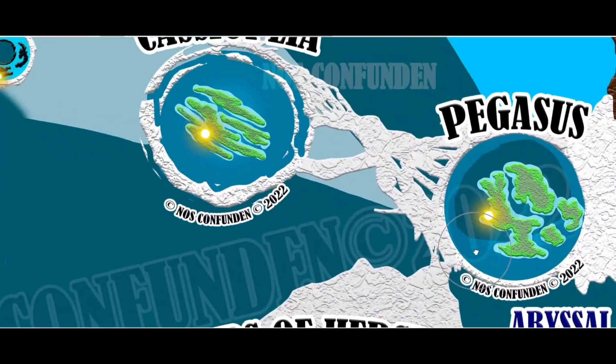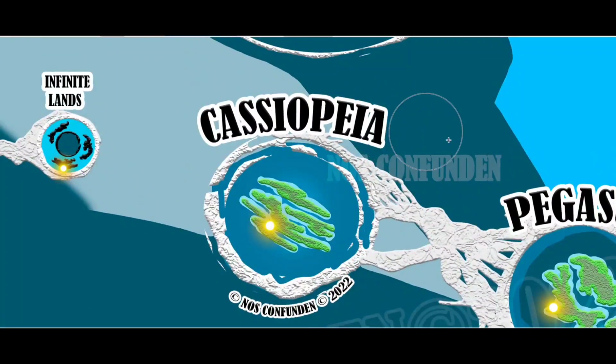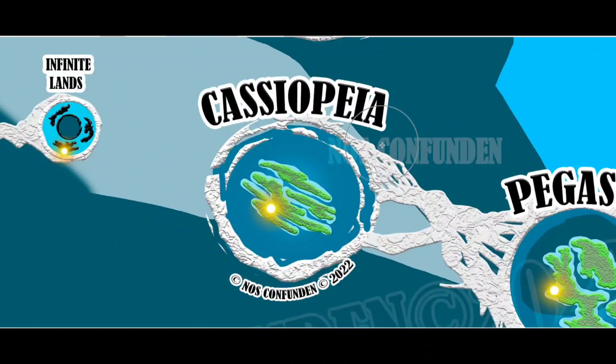Oh, actually no, sorry, the Abyssal Ocean. So this is probably water, and the good thing is that Cassiopeia is definitely reachable compared to Pegasus by navigable means, because there is an entrance right here.